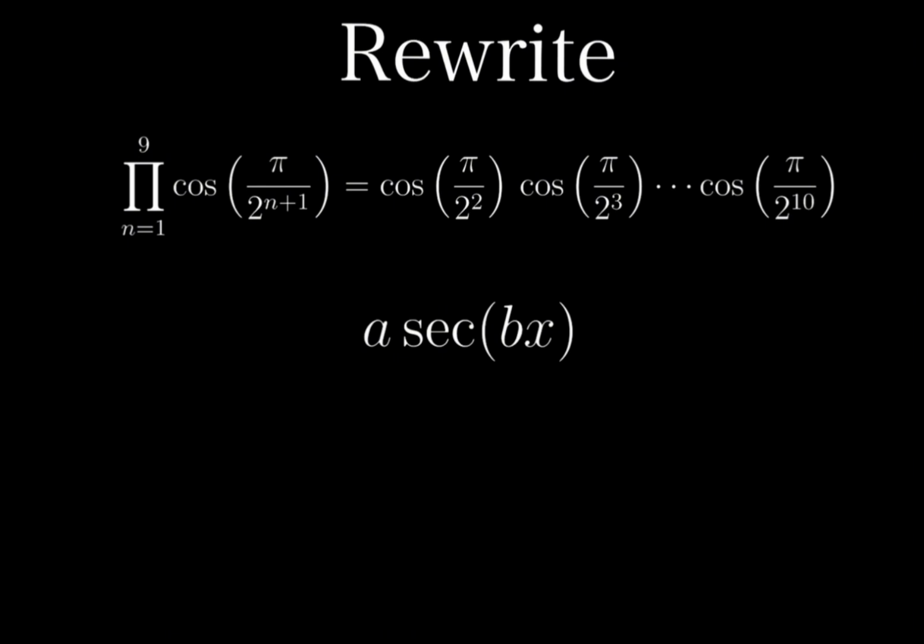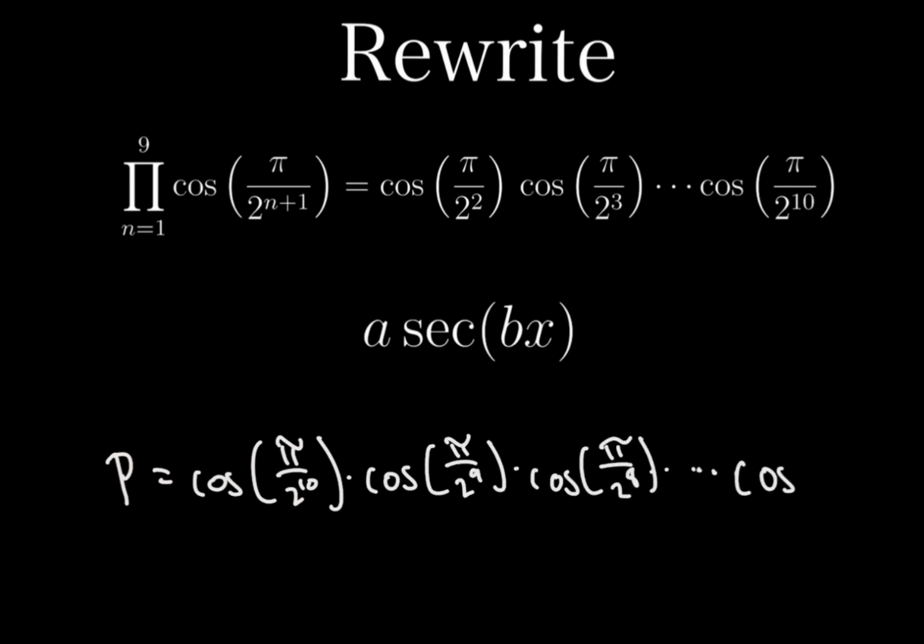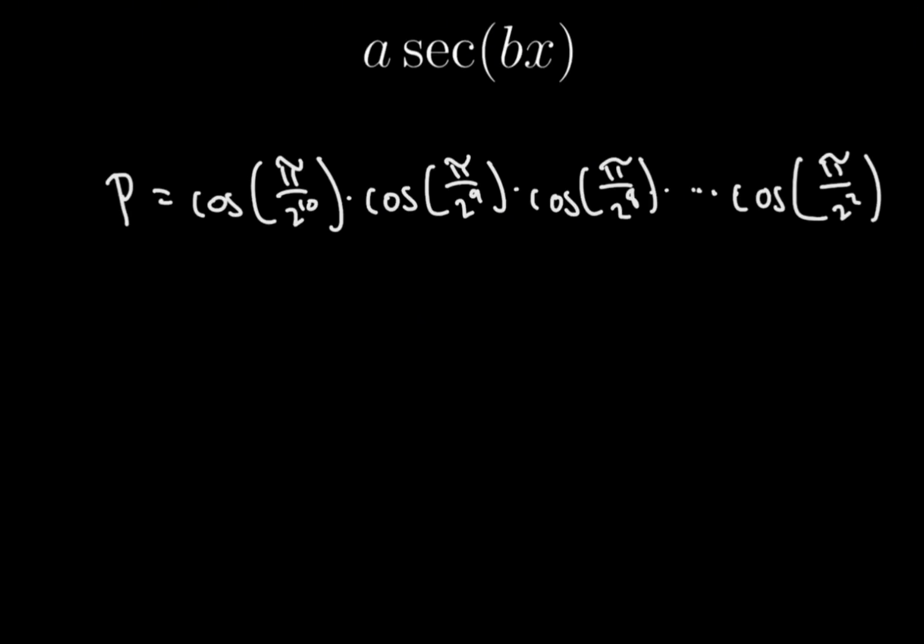We're going to let P be our product. And I'm actually going to switch around these terms to make things look a little easier. I'm going to let P be our product, and it's going to equal cosine of pi over 2 to the 10th times, okay, that's pretty cool. So now we try to experiment.